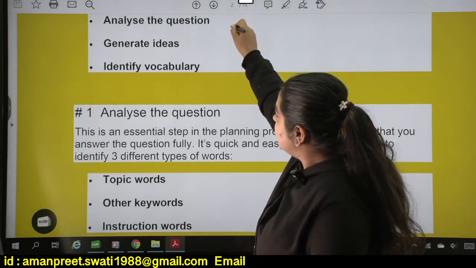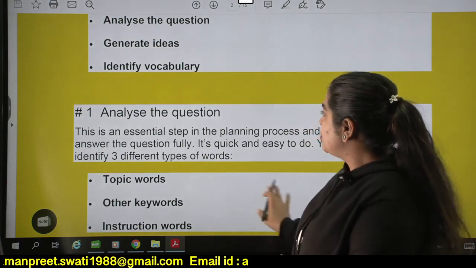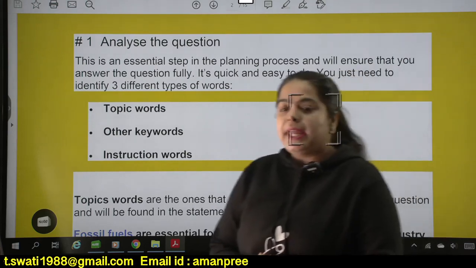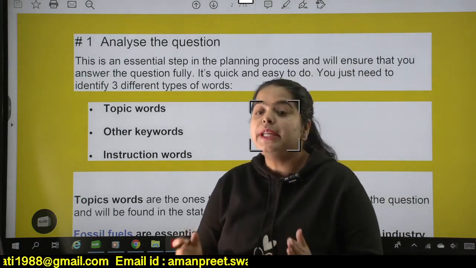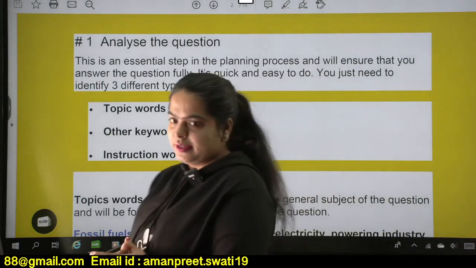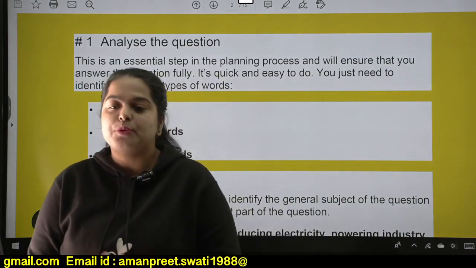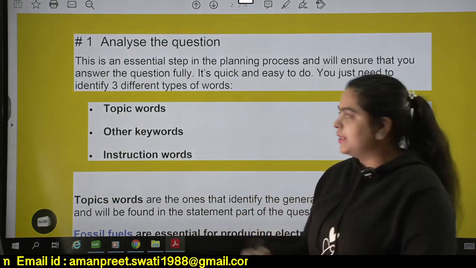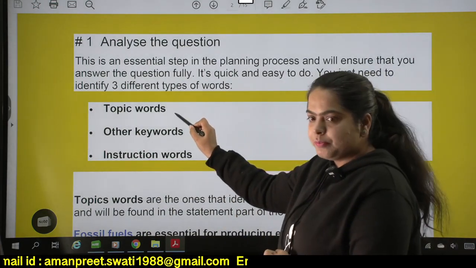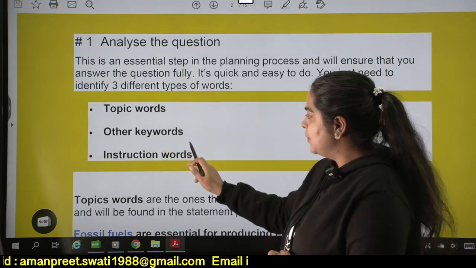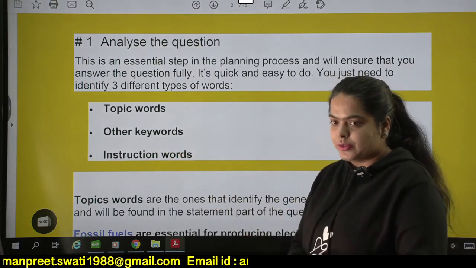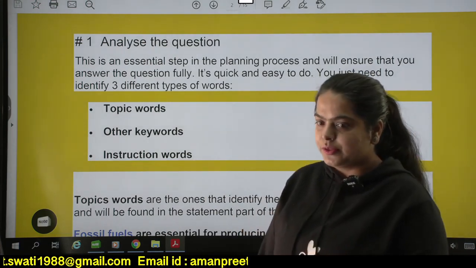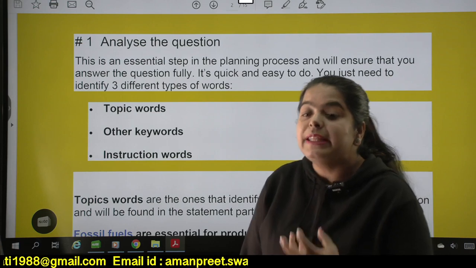Analyze the question. This is really very important. So how can you actually analyze the question? By identifying three types of keywords. Yes, you heard it right, three types of keywords. The first one is the topic words, another one is your other keywords, the third one is your instruction words. I repeat, topic words, instruction words, and other keywords. You need to identify these three types of keywords.